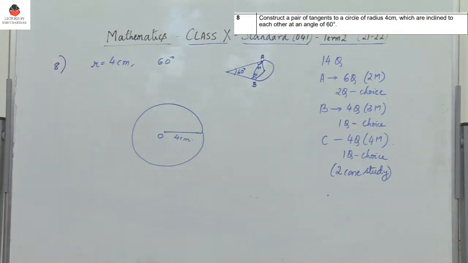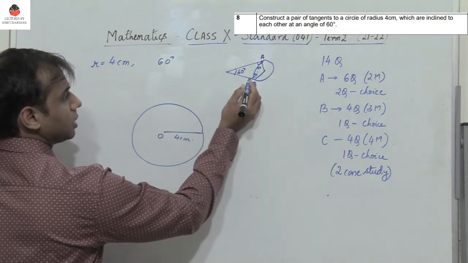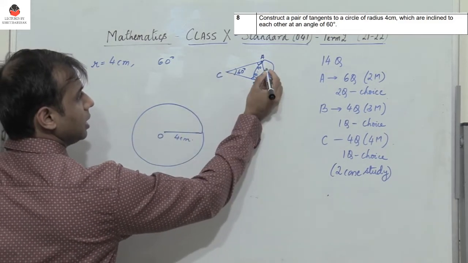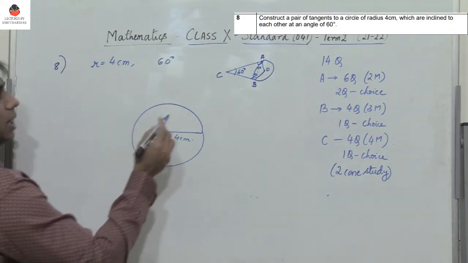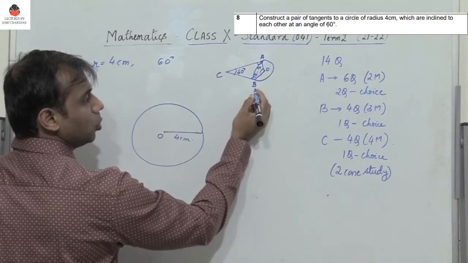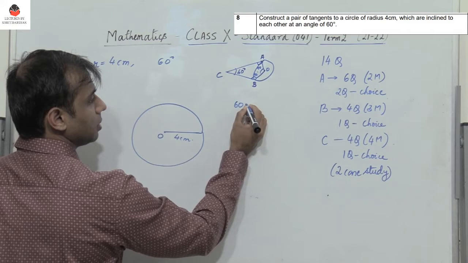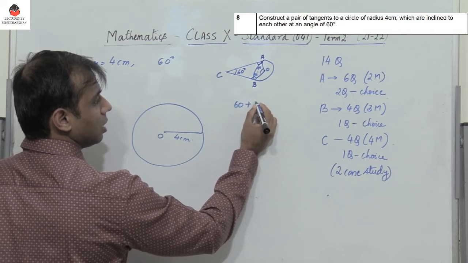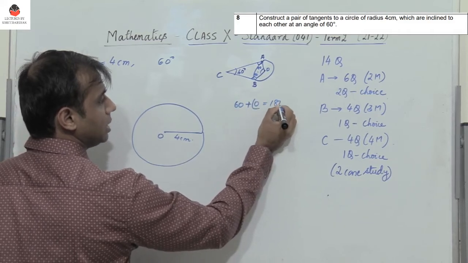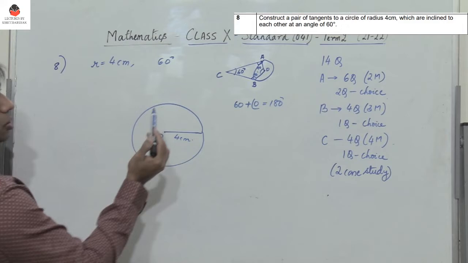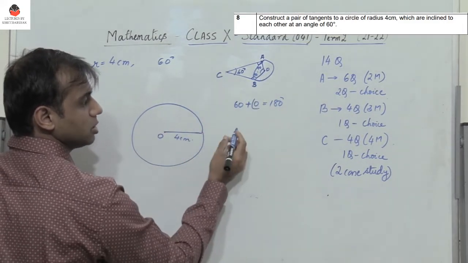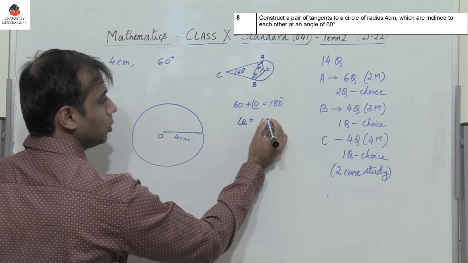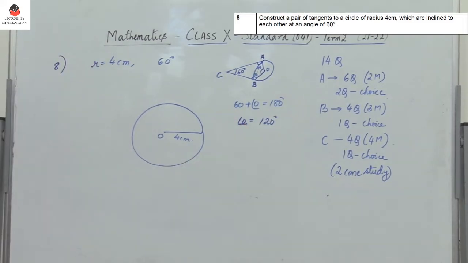All right. So now observe that if this is C and this is O, this happens to be a quadrilateral. And what is the angle O? Angle 60 plus O is equal to 180 degrees, right? So you find that the opposite angles will be supplementary. So 60 plus angle O is 180 degrees. So angle O will be 120 degrees, right?